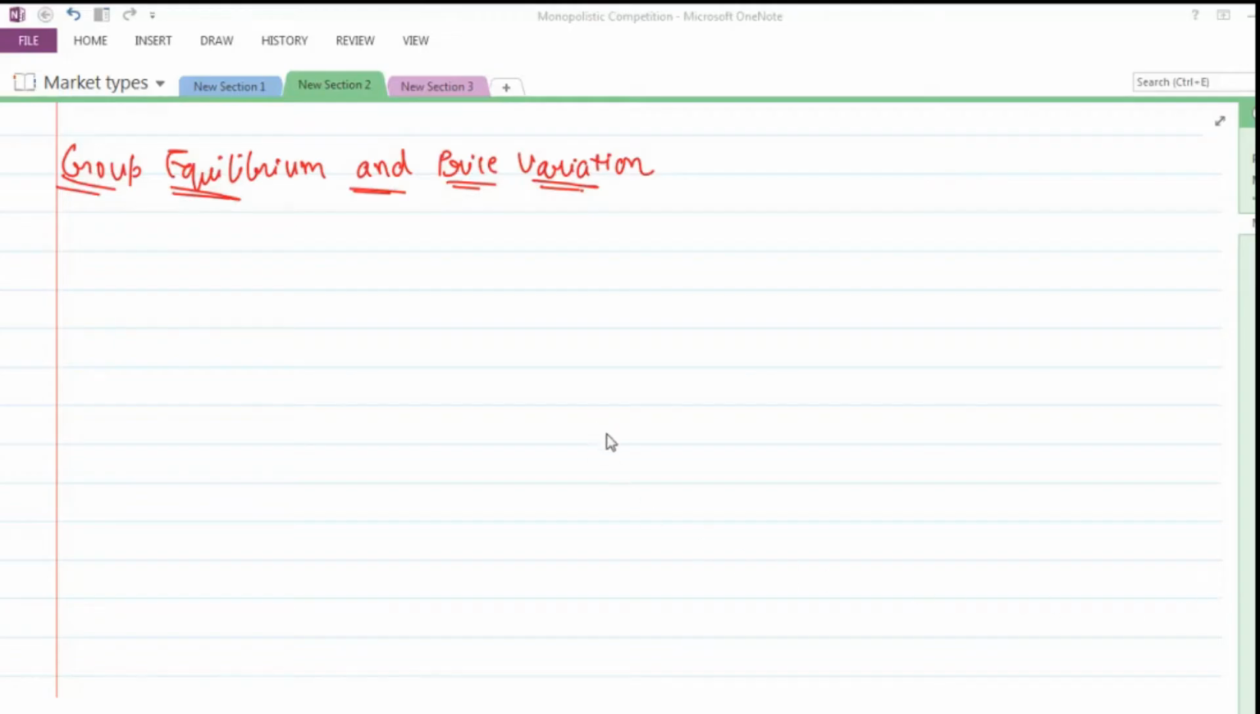Hello everyone. In this video we will be seeing about group equilibrium and price variation. Group equilibrium refers to price output determination in a number of firms whose products are close substitutes. The product of each firm has a special characteristic. Difference in the quality of the product of firms under monopolistic competition is a result of variation in elasticity and position of demand curves of various firms.